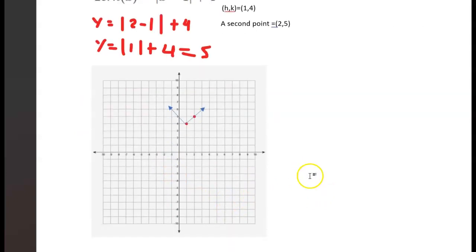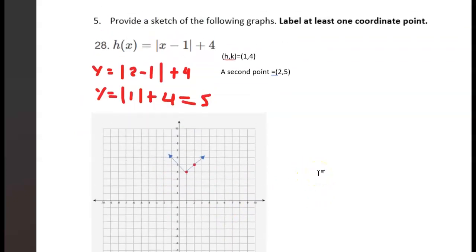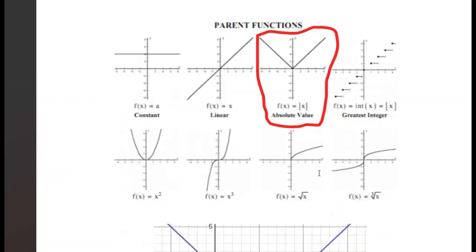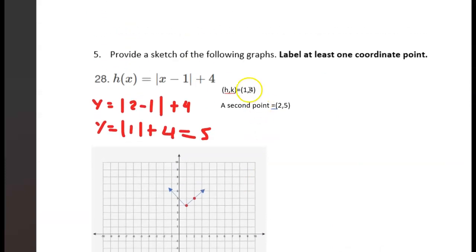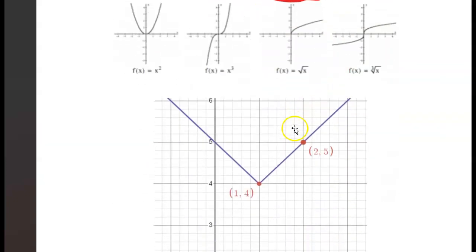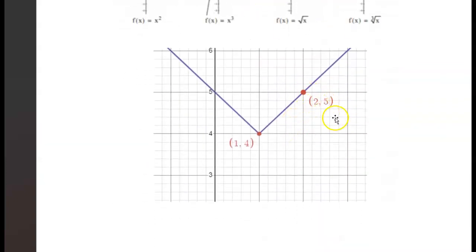Let me show you what this one actually looks like using technology. And here I already did it with decimals. 1 comma 4, it's this point, which is what we obtained by looking at the h comma k. And then the second one is at 2 comma 5. So technically this is at 2 comma 5. This is what it looks like with technology.